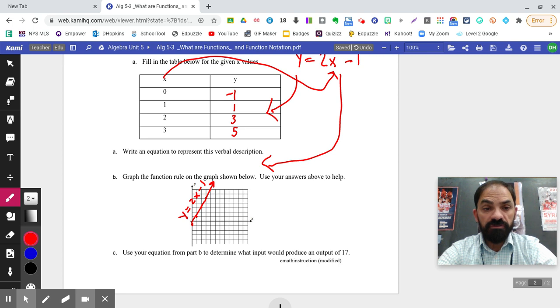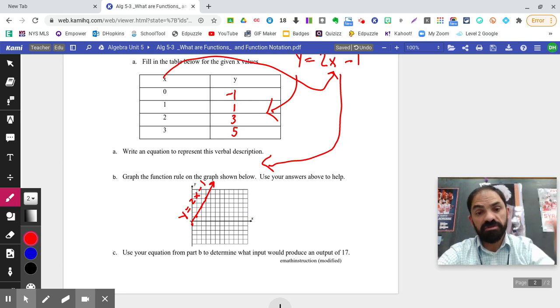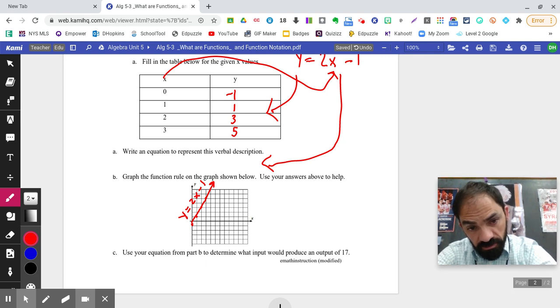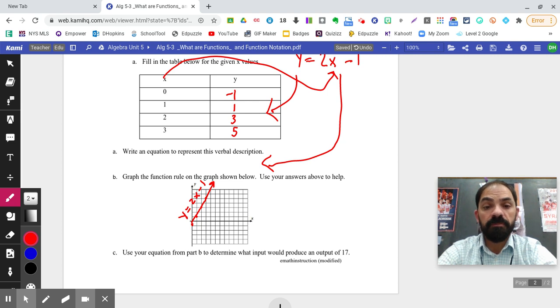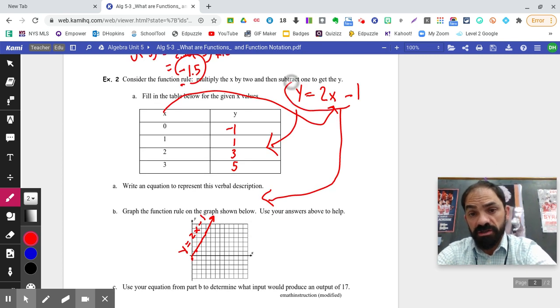And use your answer from part B, that's this graph, to determine what input would produce an output of 17. So I want an output of 17. 1, 2, 3, 4, 5, 6, 7, 8. Go way up there. Wow. Well, I'd have to extend my graph paper, or I can use this equation right here.